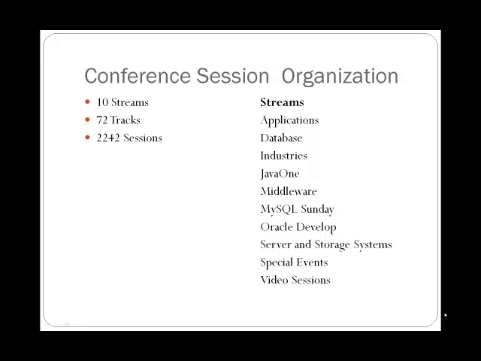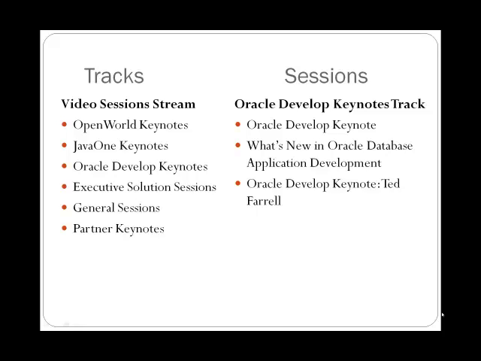The conference sessions are organized into 10 main streams. Within those streams, there are 72 more narrowly defined tracks, and each of those tracks contains from 3 to 247 sessions. For instance, the video sessions stream contains 6 tracks, one of which is Oracle developed keynotes. Within the Oracle developed keynotes track, there are 3 different keynote sessions.